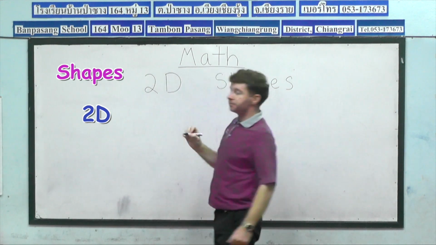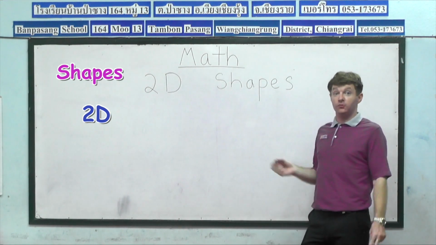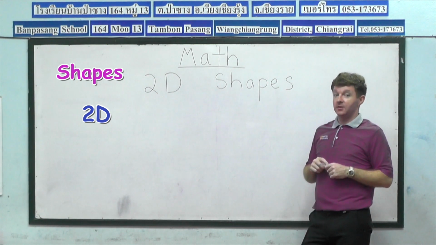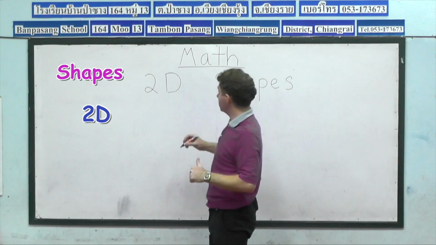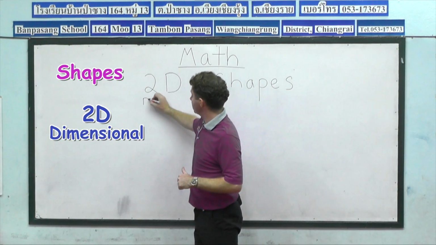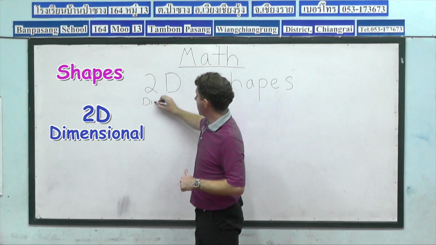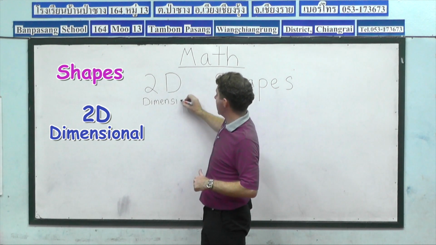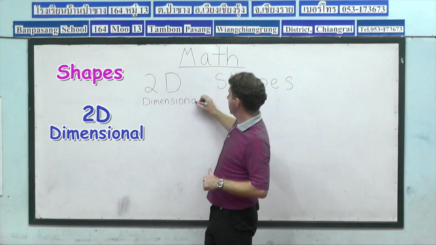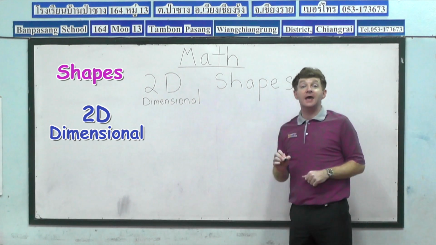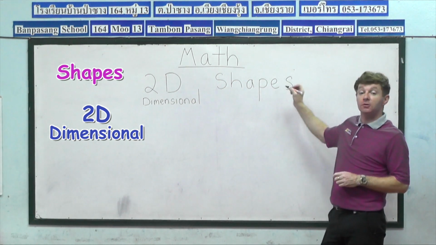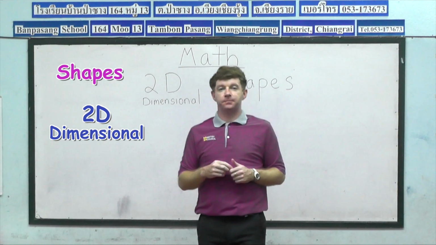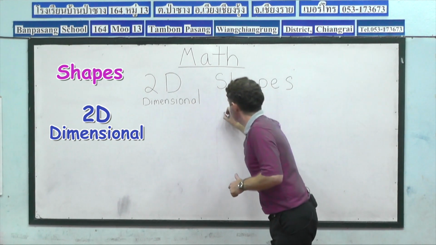2D shapes. Now we know what 2 means. 2 stands for 2. But who can remember what the D stands for? Dimensional. Okay, so I'll spell that for you guys underneath. 2-dimensional. D-I-M-E-N-S-I-O-N-A-L. So altogether, 2-dimensional shapes. Excellent.